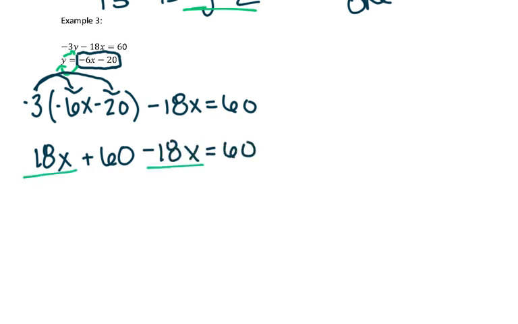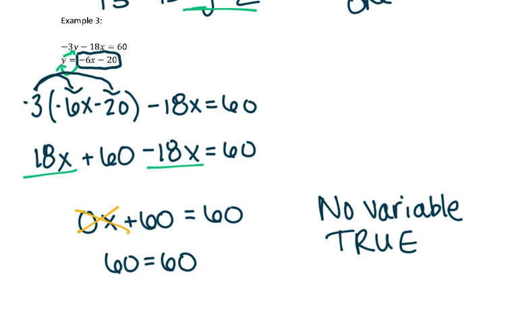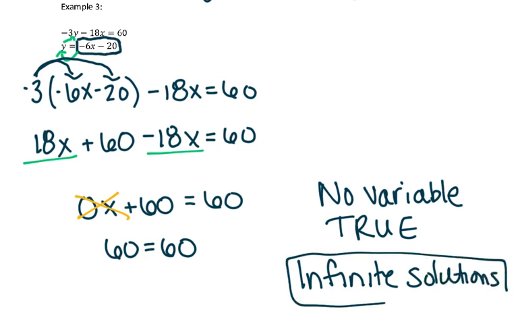We're going to combine our like terms. What happens is that 18x and negative 18x is 0x plus 60. Now, if you have 0x, what happens is they go away. We don't need them anymore, and we have 60 equals 60. Well, at this point, I have to stop. The whole point of this is to solve for the variable. If there is no more variable, then we're done. So there's no variable. And the question here is, is it true or false? Well, this is true. So if we have those two things, what we have for an answer is infinite solutions. And that means that they are the exact same line. That's what we would box.